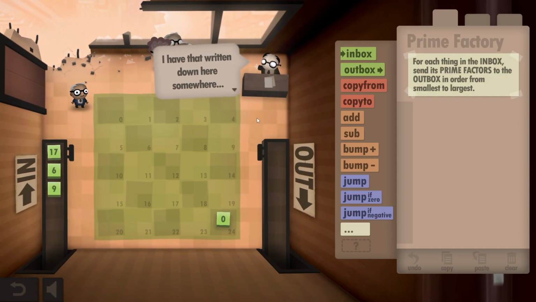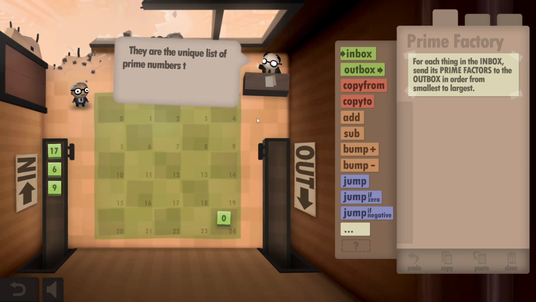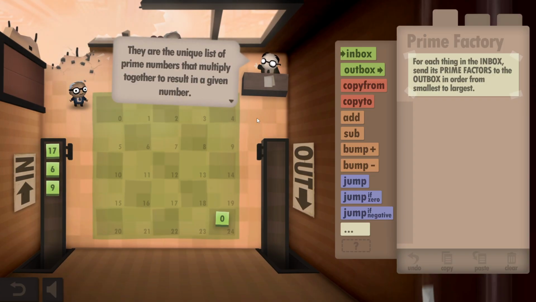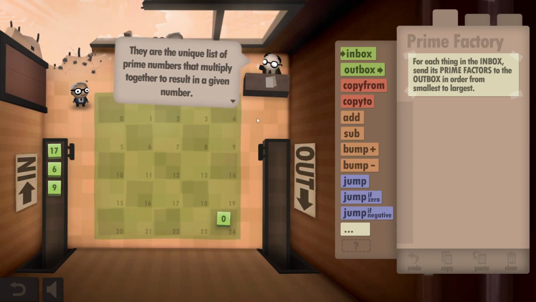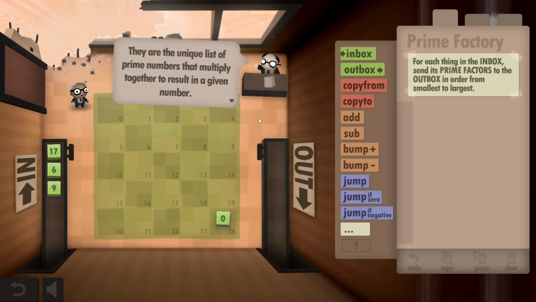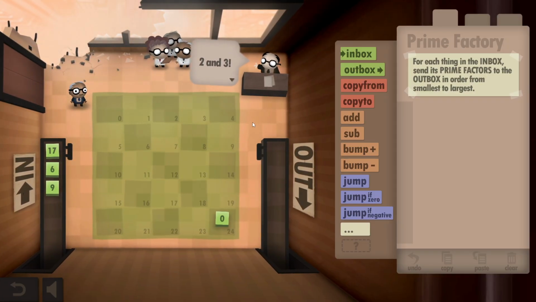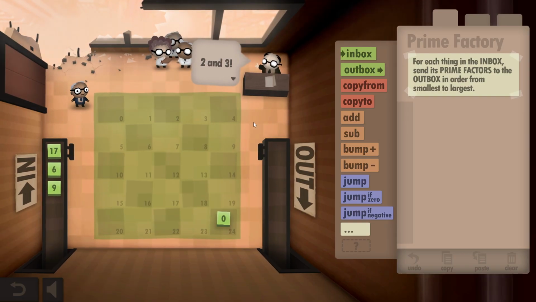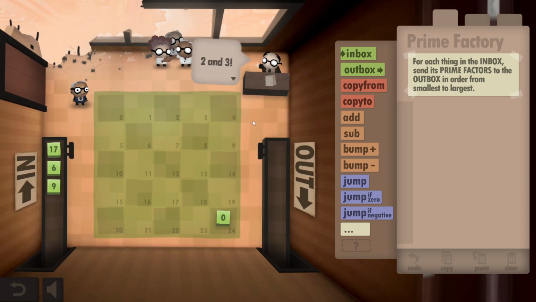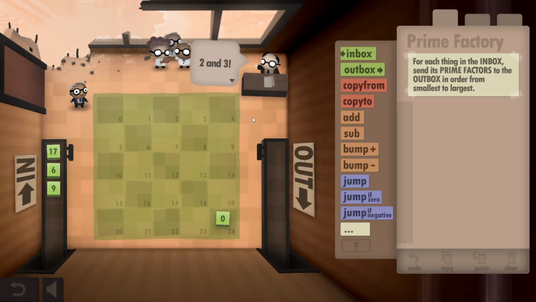They're a unique list of prime numbers that multiply together to result in a given number. What are the prime factors of 6? 2 and 3. Oh, you multiply primes to get the result? So for 17, 17 is the only prime number here, right? Because there are no two numbers that multiply to it, besides 1, I assume.